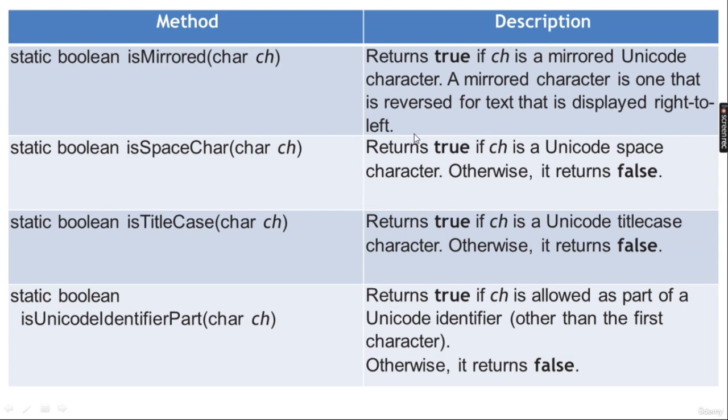Okay, that means mirroring is performed over here. Reverse for text that is displayed right to left. For example, if your input string is ABC, your reverse string will be CBA. Okay, that is called a mirrored character. It returns true if ch is a mirrored Unicode character.